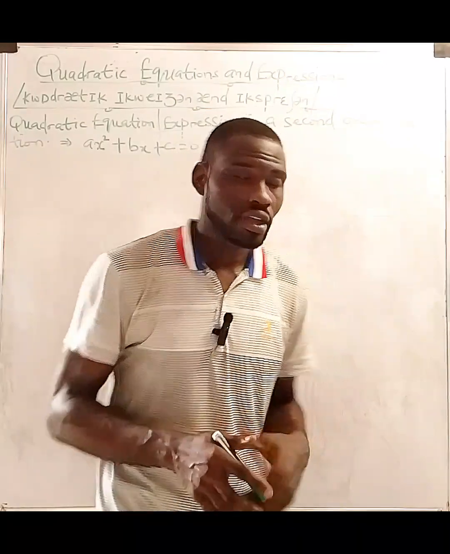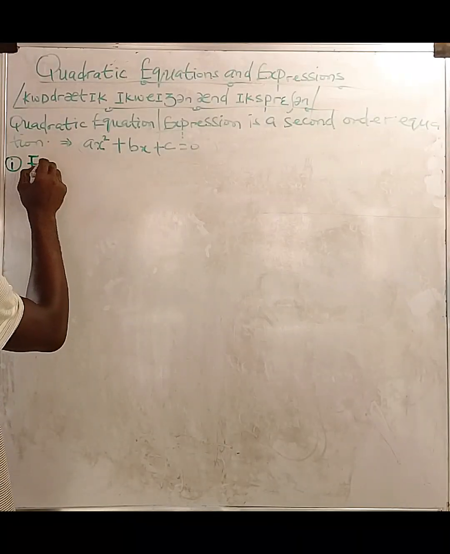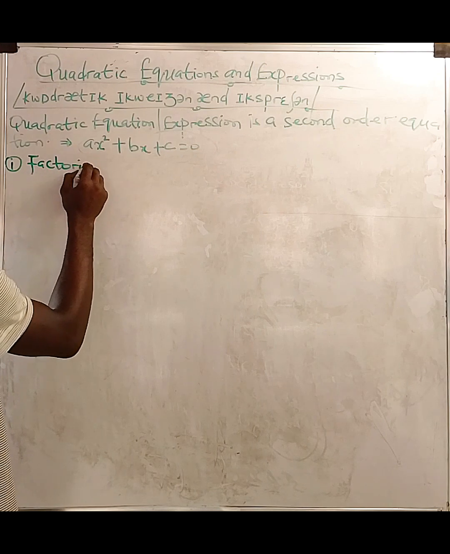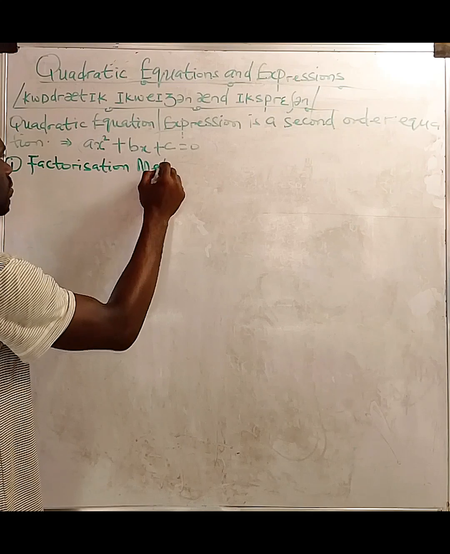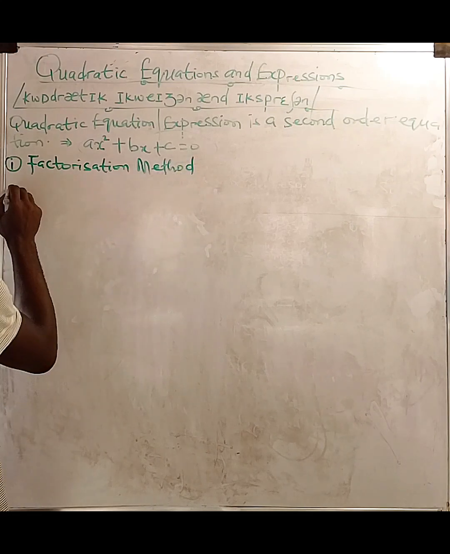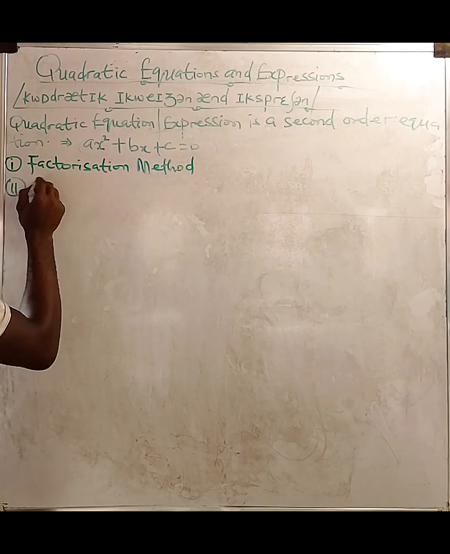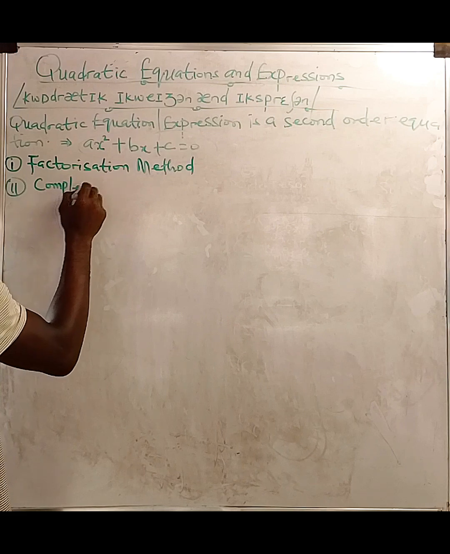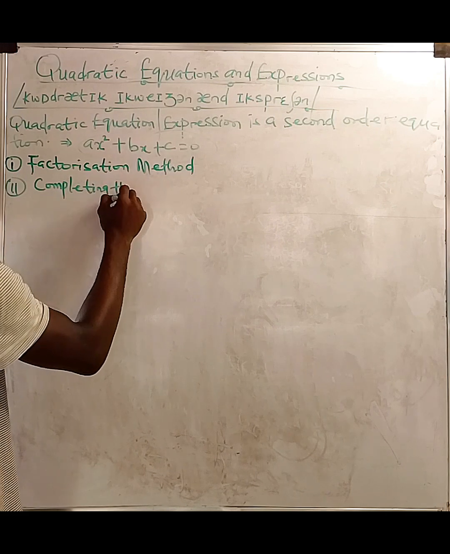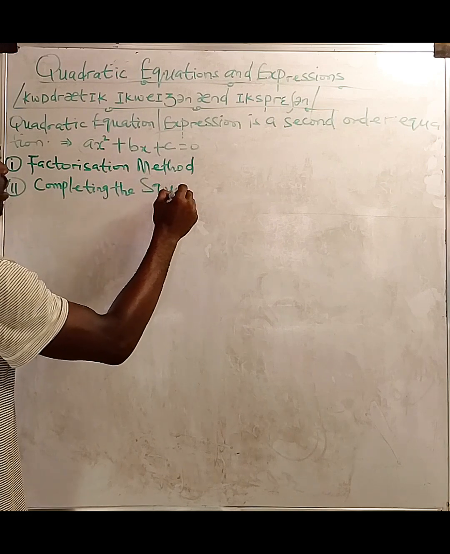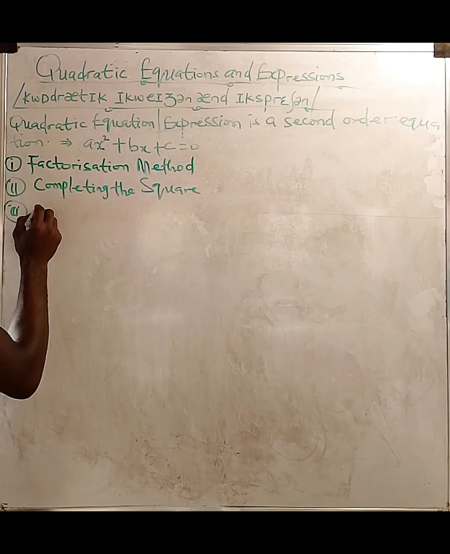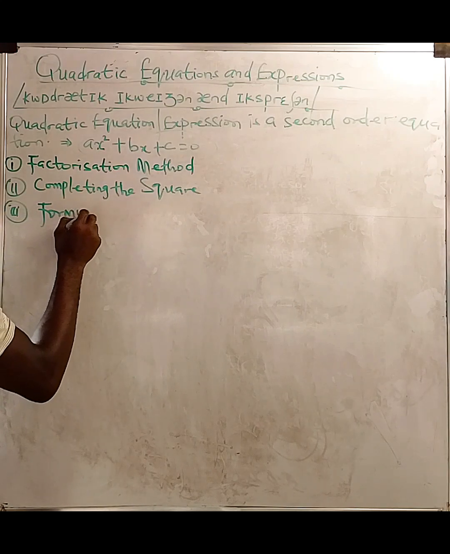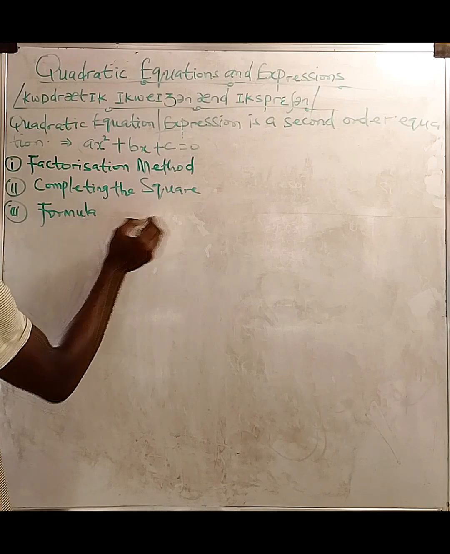The first we have is what we call the factorization method. Sometimes we just call it factorize. The next method we have is what we call the completing the square method. The next we have is what we call the formula method. People like to call this almighty formula. It's called the formula method.